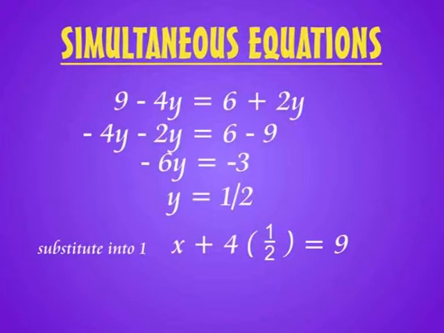Substitute that into either of the equations to get my x value. I'm going to substitute it into the first equation. That means that x plus 4 times a half is equal to 9. That means that x is equal to 9 minus 2, which is equal to 7. Hence, x is equal to 7 and y is equal to a half. Take note that because I had two variables, I needed two equations at least to solve for both of the variables. I want you to now have a go at the following.